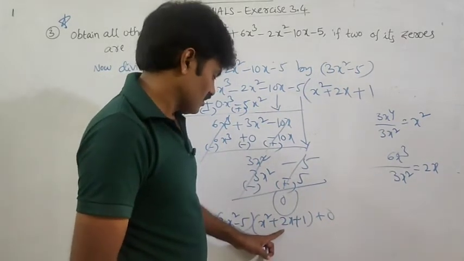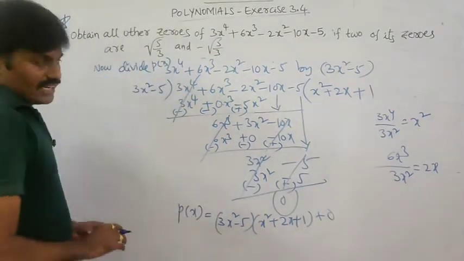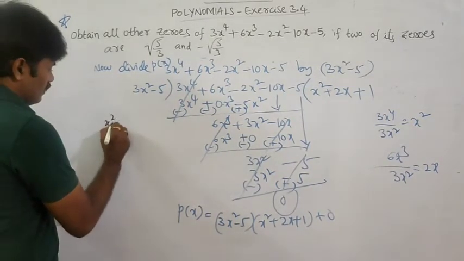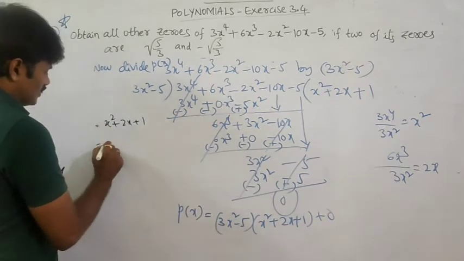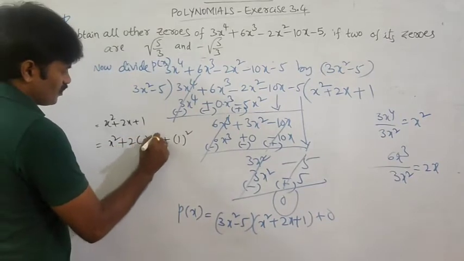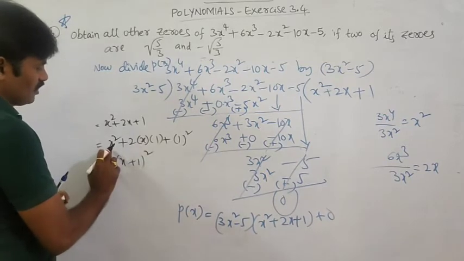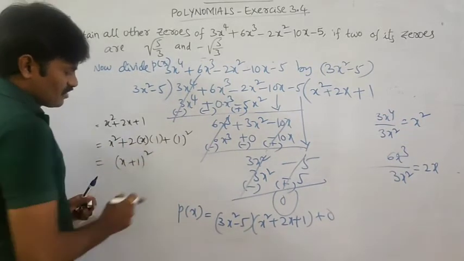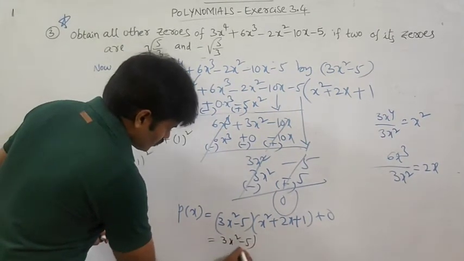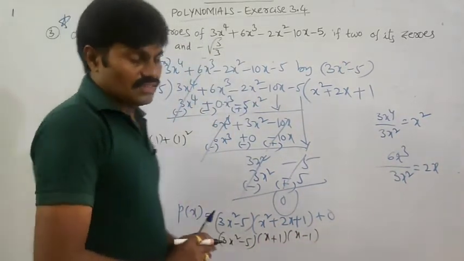Can we factorize still more? Yes, we can simplify. We can write x^2 + 2x + 1 like this: x^2 is a perfect square, 1 is also a perfect square, and the middle term is 2 into a into b, so x into 1. So it can be written as (x + 1)^2 according to the a^2 + 2ab + b^2 formula. So finally the answer is (3x^2 - 5)(x + 1)(x + 1). Is it? So this is the final answer.